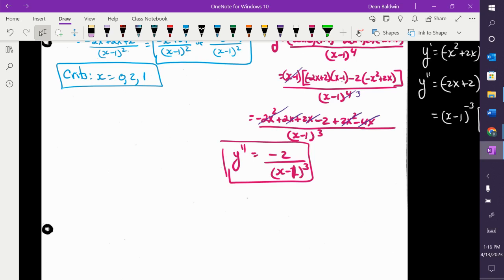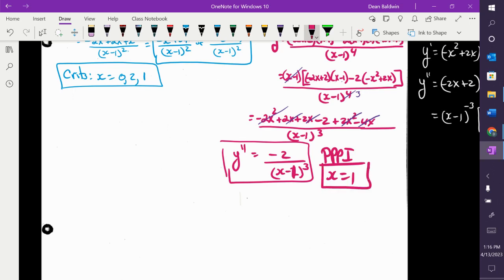Okay. We have the second derivative. What are we looking for with the second derivative? Concavity. So we're looking for things that make the second derivative equal to 0 or undefined. There's only one point, x is equal to 1, right? So we call these the PPOI, the possible points of inflection. x equals 1.